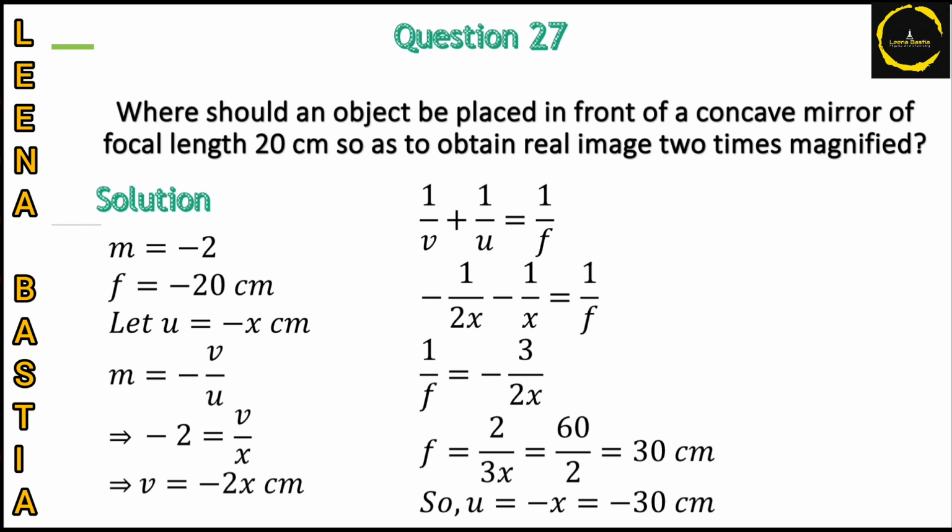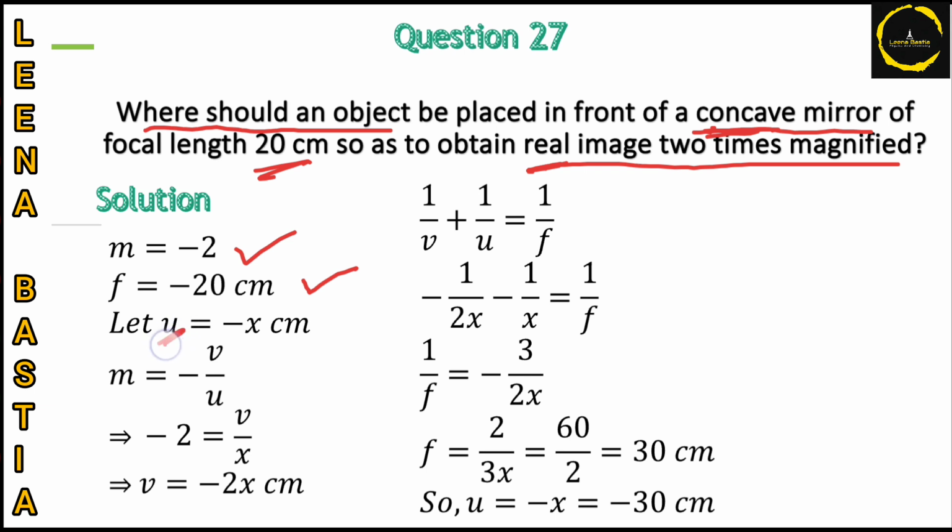Question number 27 says, where should an object be placed in front of a concave mirror of focal length 20 centimeter, so as to obtain a real image 2 times magnified. Magnification is already given as 2, but here it is a real image, so m becomes minus 2. It is a concave mirror, so f equal to minus 20 centimeter, right? So we have to find out where the object should be placed. So object distance, u, we have to find out.